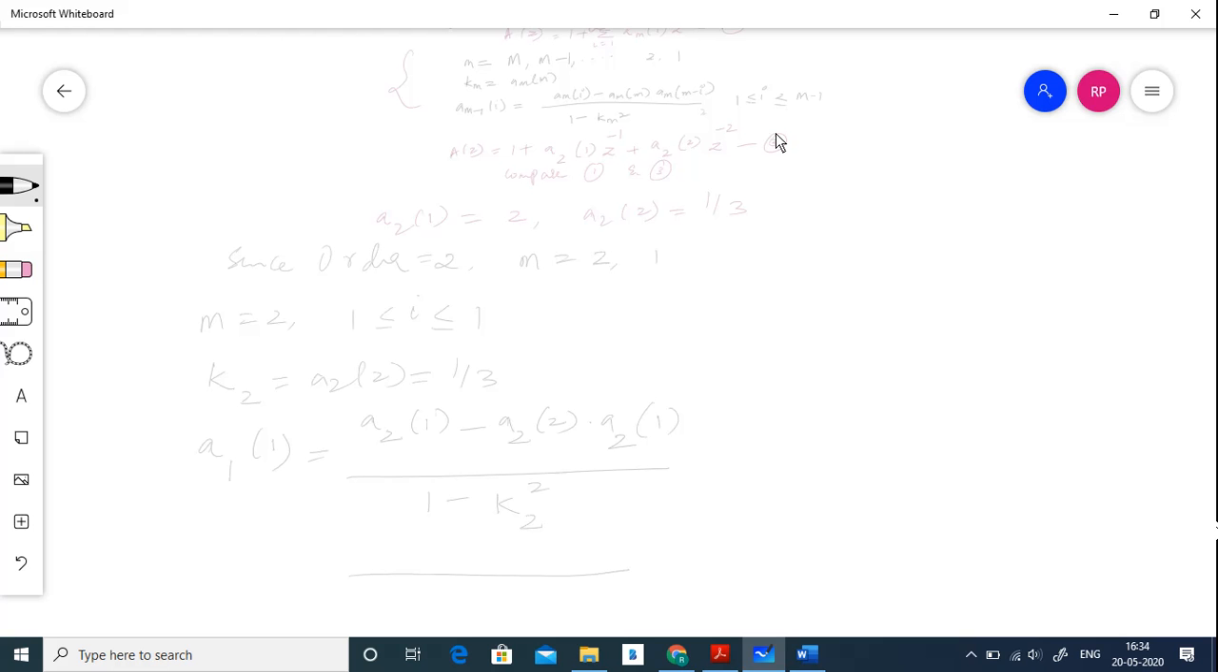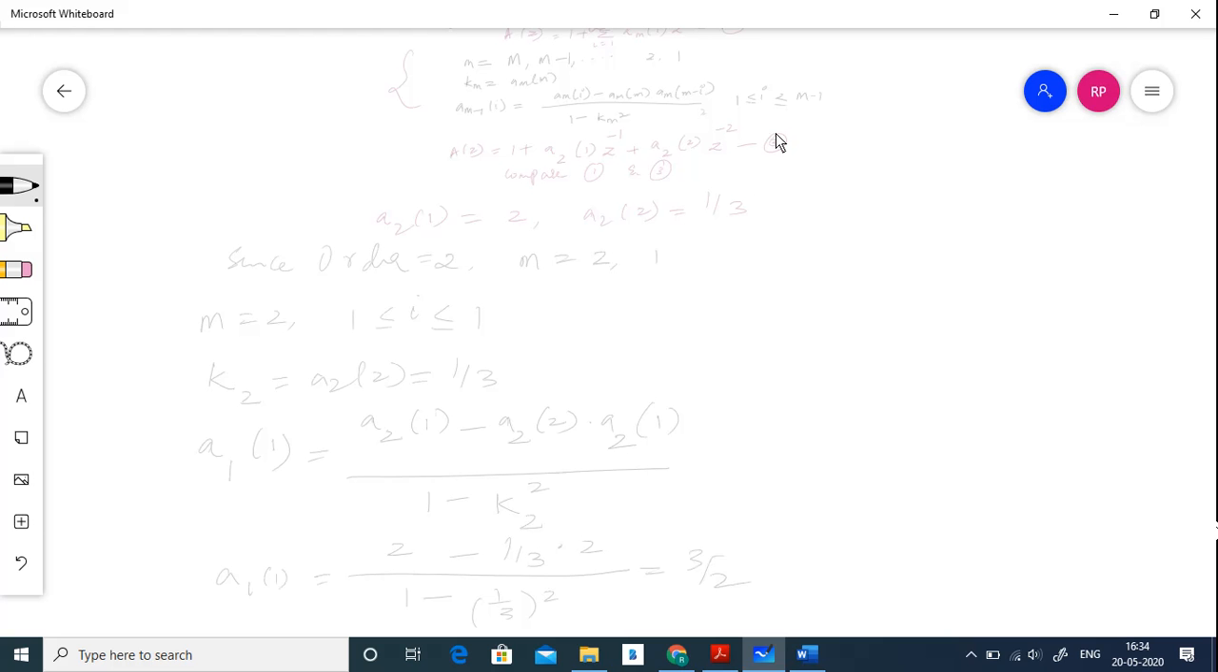If I substitute for that, we'll get the value of A2 of 1 is 2, minus the value of A2 of 2 is 1 by 3, into the value of A2 of 1 is again 2, divided by 1 minus the value of K2. The value of K2 is 1 by 3, whole square. If you simplify this, you will get A1 of 1 as 3 by 2.